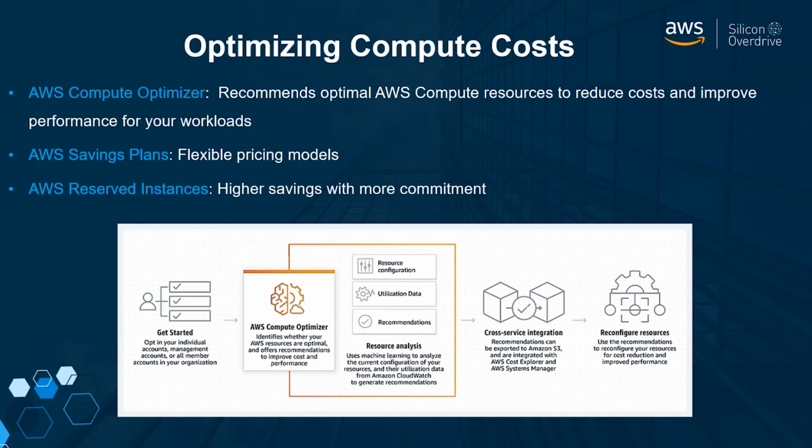Okay, so some of the additional tooling that is available. Once you have set up your account on AWS, there are multiple tools and ways to help you keep an eye on what the costs are and what's happening from them. So AWS provides a tool called AWS Compute Optimizer, which helps recommend optimal compute resources.